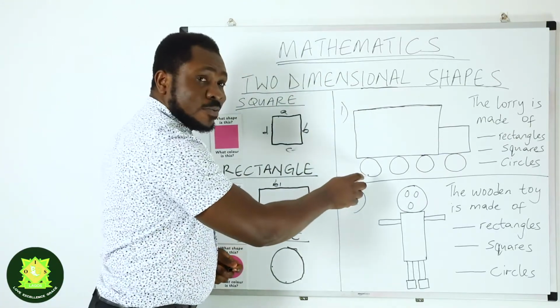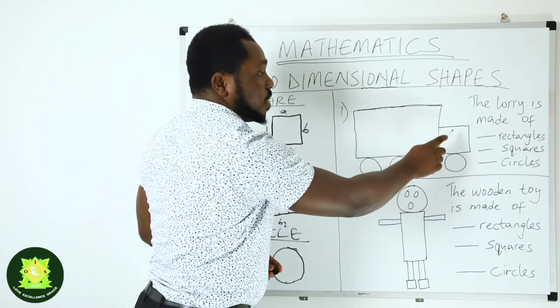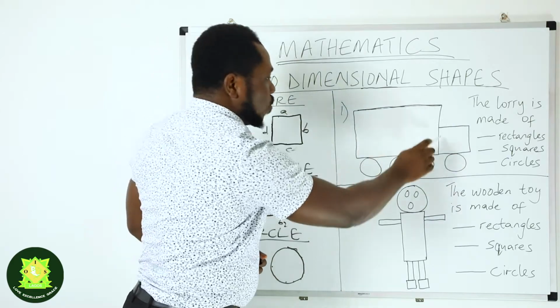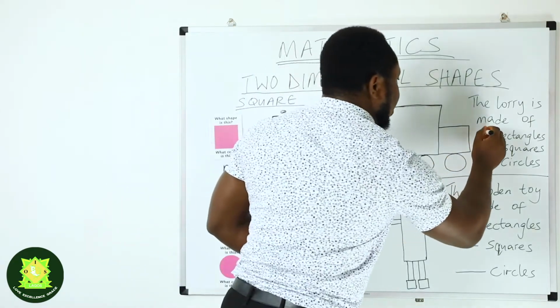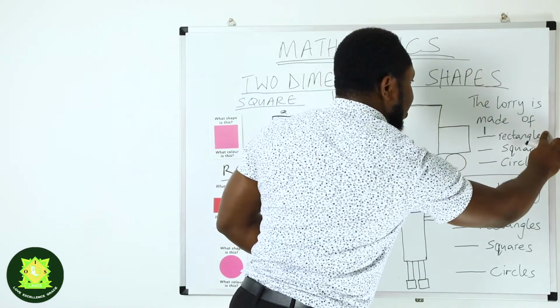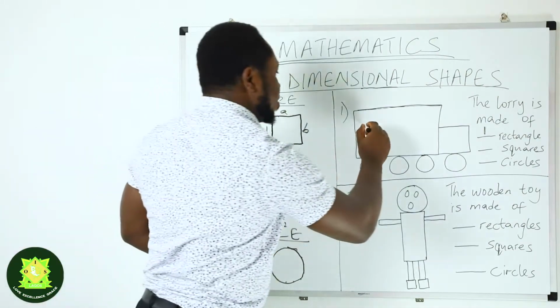Is this a rectangle? No, this is a circle. Is this a rectangle? No, this is a square. This is a rectangle, and we've just got one rectangle. So I'll just clean this because it's one rectangle. Okay? So I'll just label this rectangle.